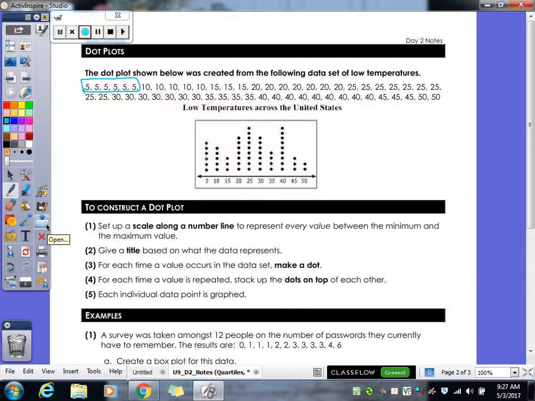Notice the scale is consistent. It's always going up by 5s. If you had a scale where you went like 1, 2, 5, 7, that's not a consistent scale. You have to make sure your scale is consistent going all the way across. Can't have this. And another thing you always need for your dot plots is a title. So this one was dealing with low temperatures across the United States.